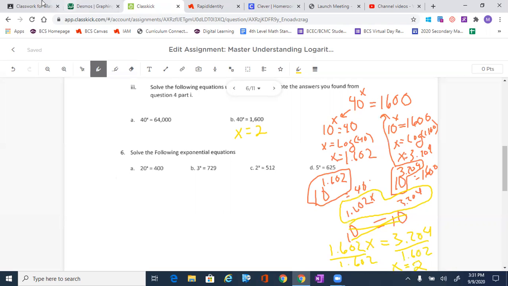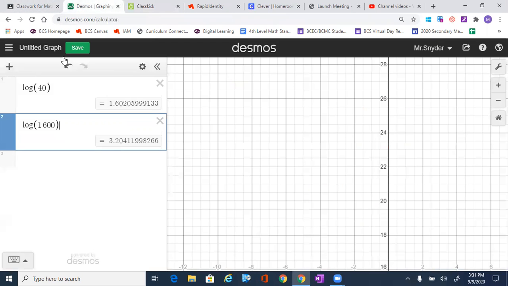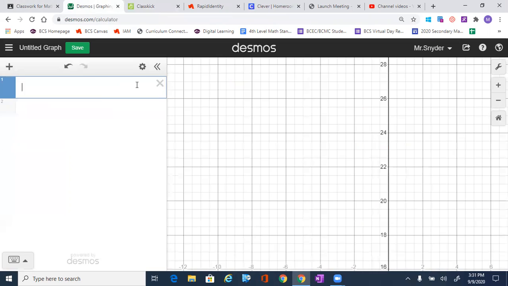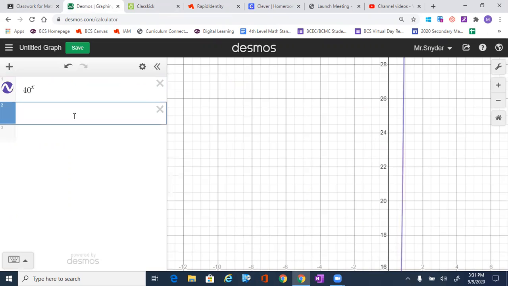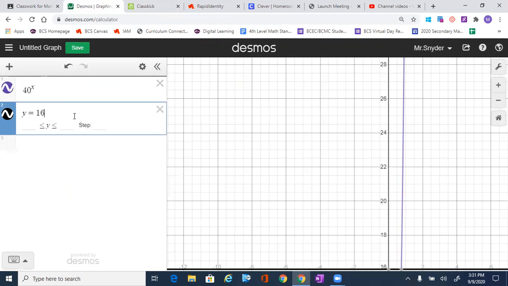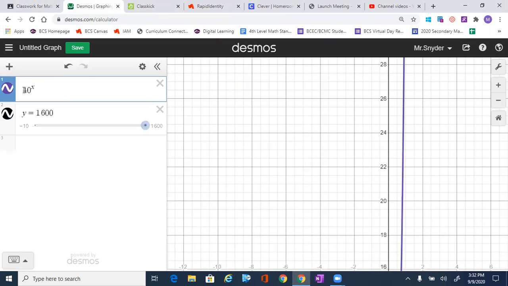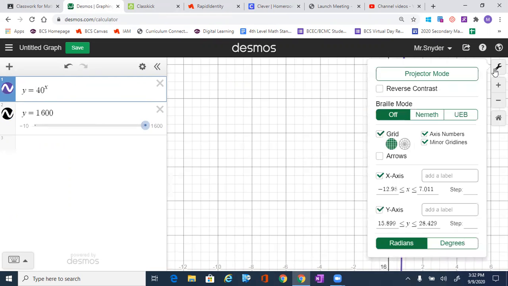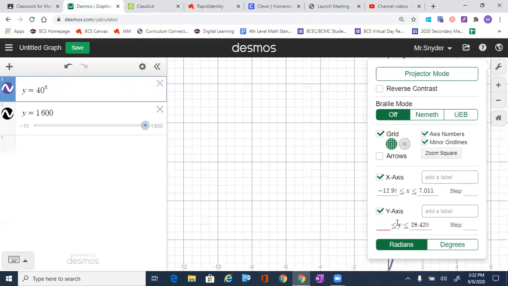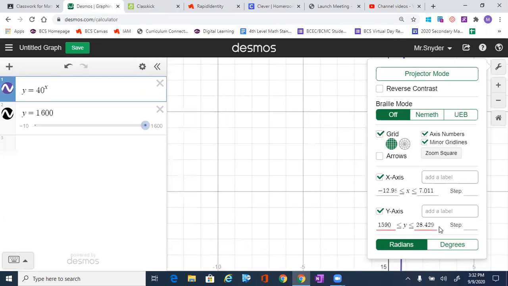Now, if I wanted to check this, which is always one of the best things you can possibly do, is type it in. Type 40 to the x, okay, and then type y equals 1600. Okay, I love to check my work. So now the only thing I'm going to have to do is mess with my window. So I'm going to go up to my y-axis. I can already see it is going up pretty steep. So maybe I put in 1590 and 1610 for my y.